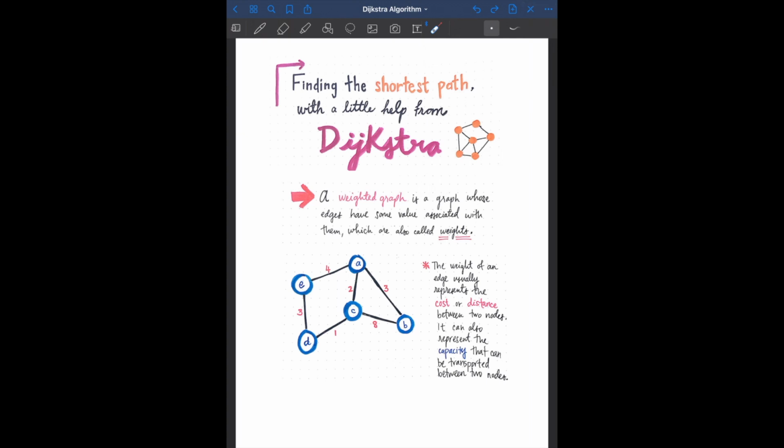Hello everyone, in this video we will find the shortest path with a little help from Dijkstra.